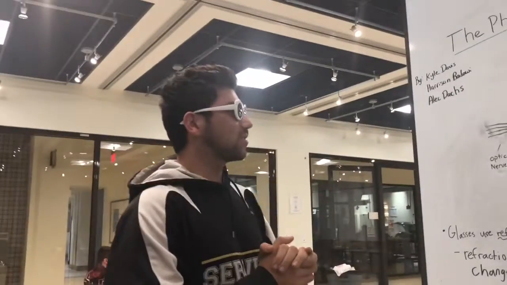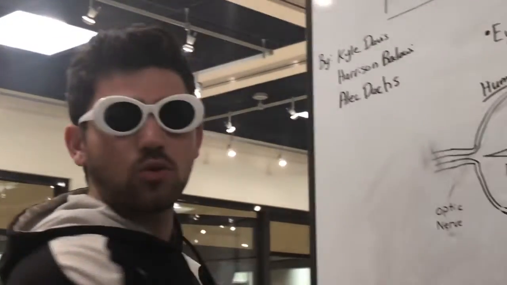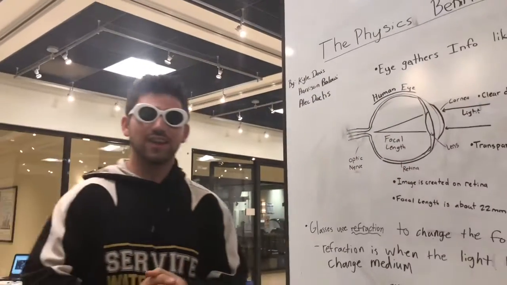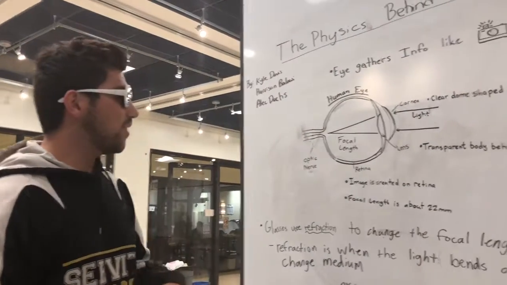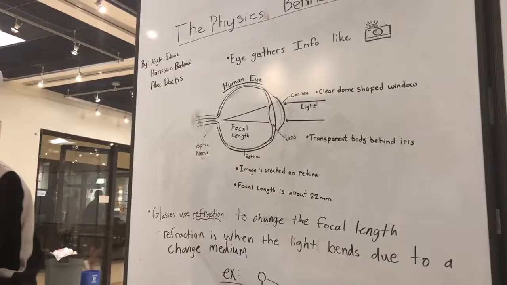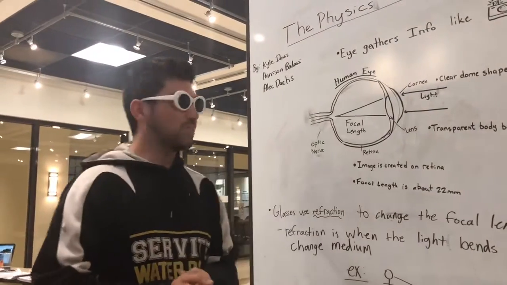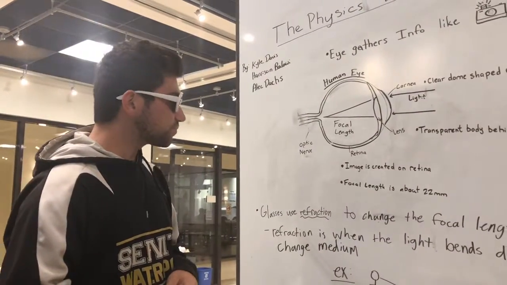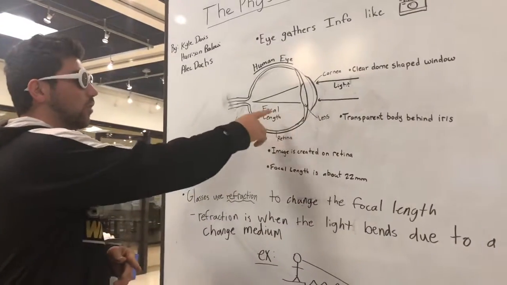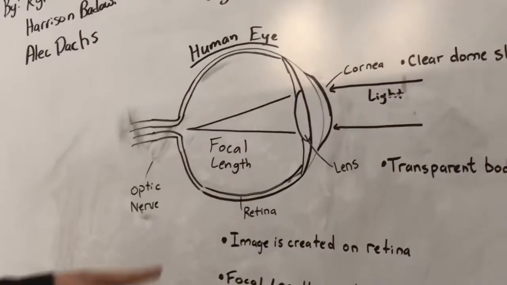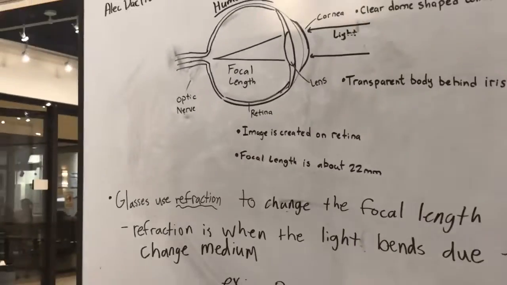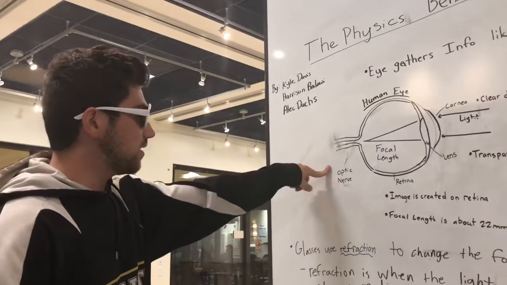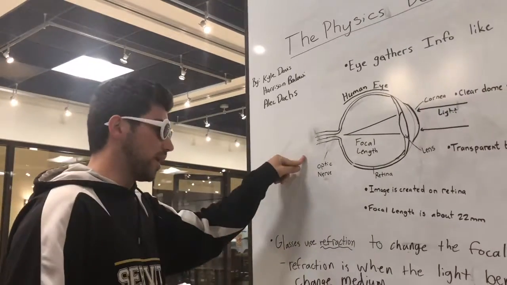So the way the eye works is that it gathers information much like a camera. Light enters through the cornea, which is a dome-shaped window that covers the front of the eye, providing 2/3 of the eye's focusing power. That passes through the lens, which is a transparent body behind the iris. It bends light when it enters the eye, and that passes through what's called the focal length, which is just the distance between the retina and the lens, and that's about 22 millimeters long. After that, data is sent to the optic nerve, which gets transferred to the brain.